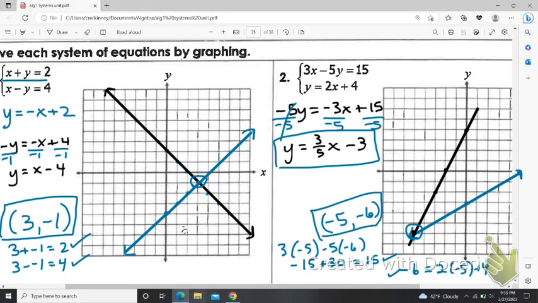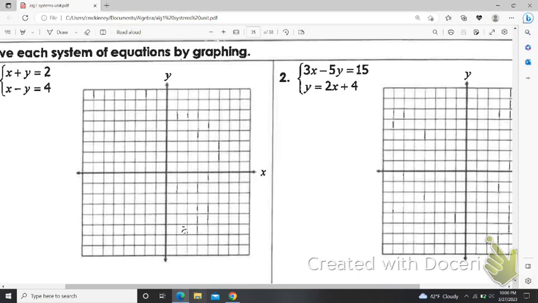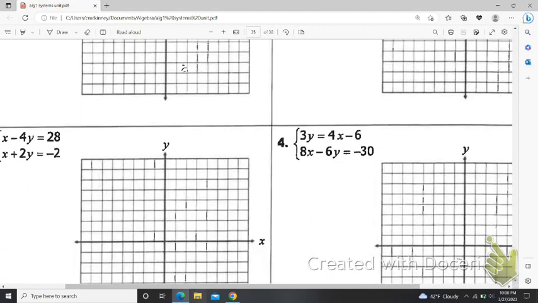So if you're solving a system of equations by graphing, graph the first one, graph the second one, and then give the intersection point. If you happen to have two equations and they are parallel, there would be no solution.